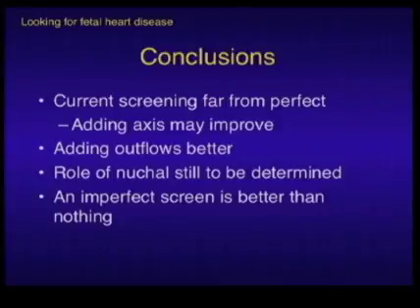Nuchal is still to be determined. I think it's going to turn out to be very helpful. If it's being done anyway and it's thick, then fetal echo should be recommended. We offer it in New Haven to women who have a nuchal translucency measurement of 3 millimeters or greater, although many people use 3.5 millimeters as well as a threshold.